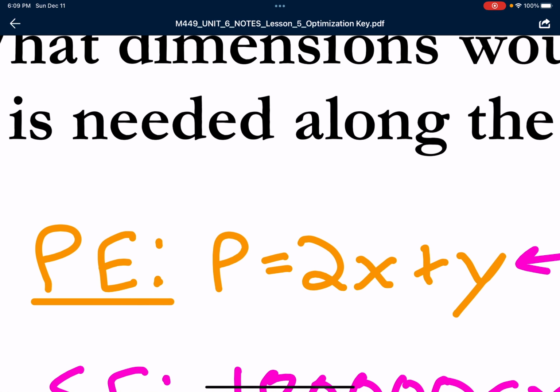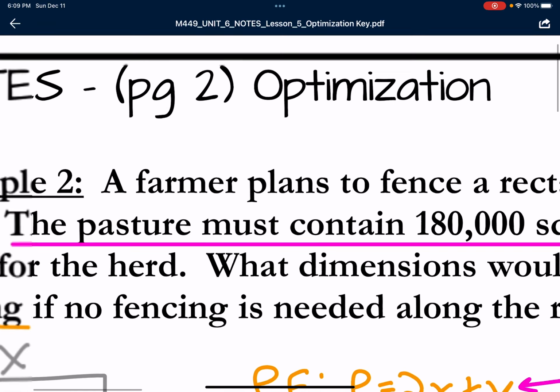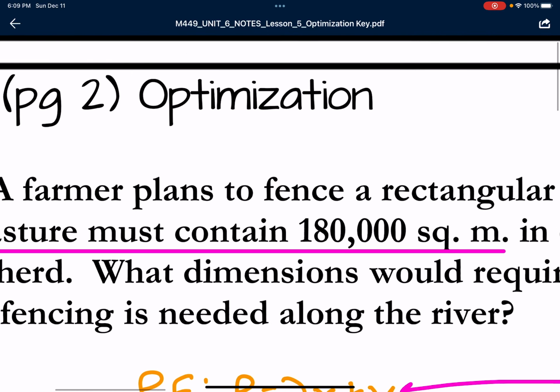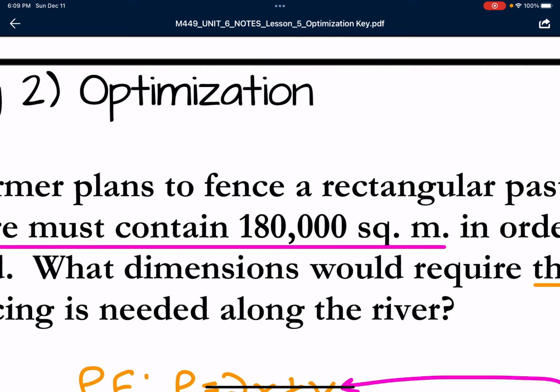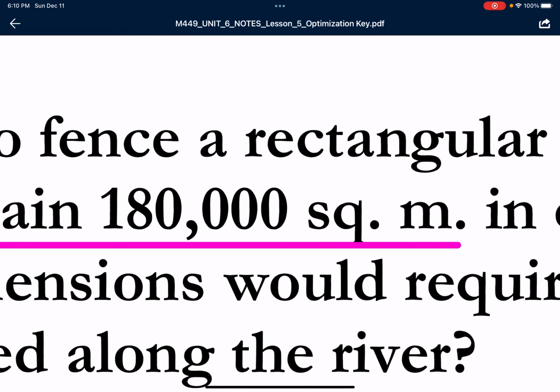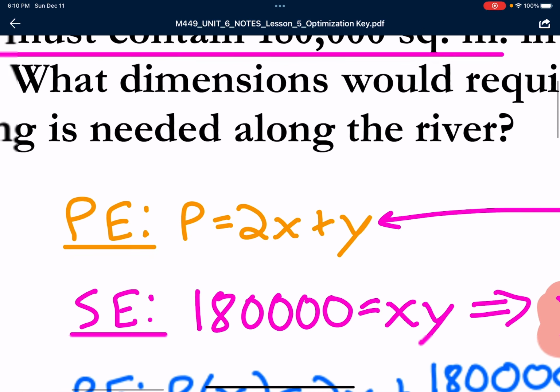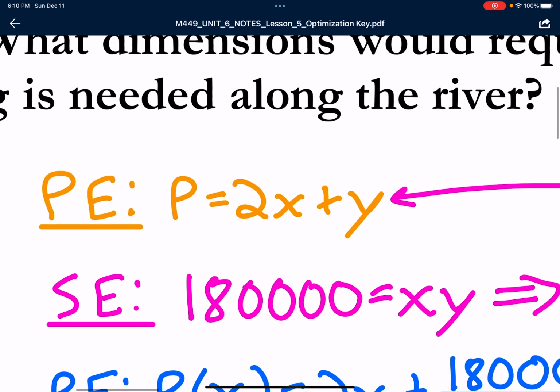And now, what's my restriction? What's preventing me from making x 0.5 and y 0.75? Well, we are told that the pasture must contain 180,000 square meters. The units are key here, because this is an area calculation. And so my secondary equation is that 180,000 must be x times y.